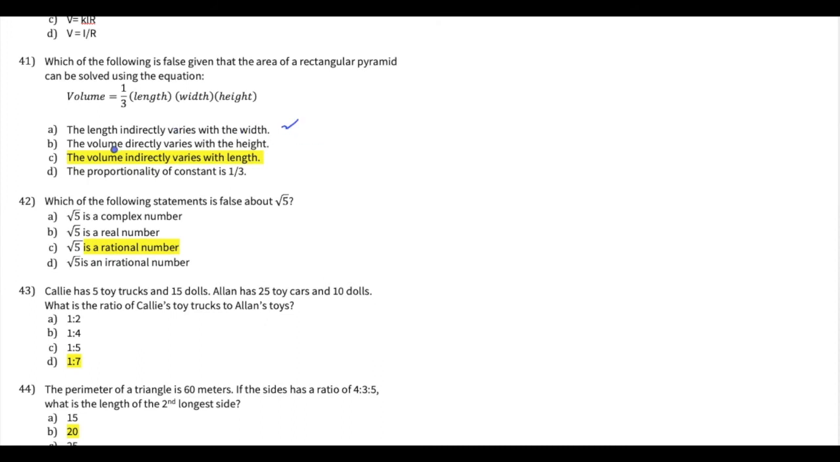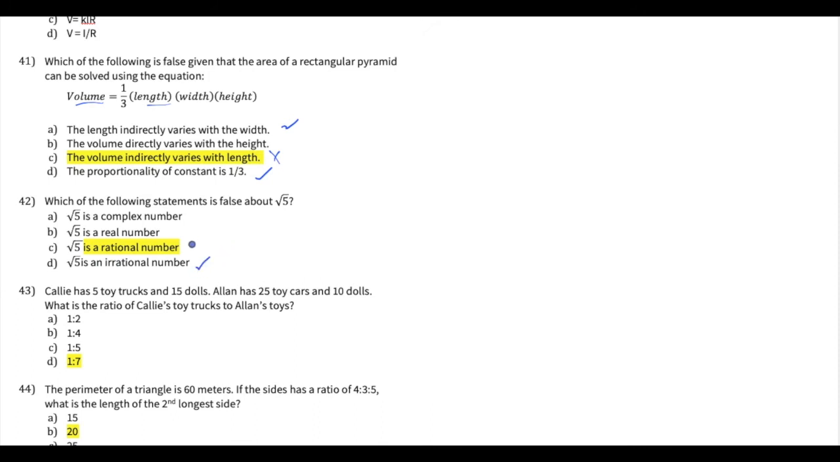Okay, so this is true. Volume directly varies with height. That's correct. Volume indirectly varies with length. That's false. Okay? Kasi opposite side, tapos magkapantay sila. Proportionality constant is 1/3. That's correct also. Answer here is letter C. Number 42. Which of the following statements is false about square root of 5? Square root of 5 is an irrational number.